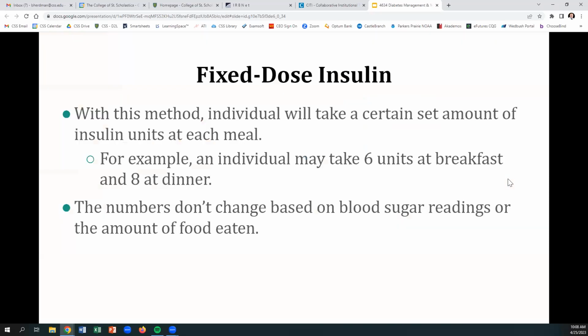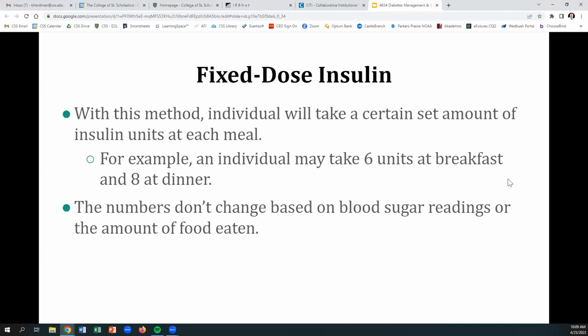All right, so let's talk a little bit about fixed dose insulin. So with this method, individuals will take a certain set amount of insulin. In this slide, the example is with each meal. So for example, an individual might take 6 units at breakfast and 8 units at dinner. And that is for certain, hard and fast. There's no blood sugar testing. There's no carb counting. They just take 6 units at breakfast, 8 units at dinner. That's it.